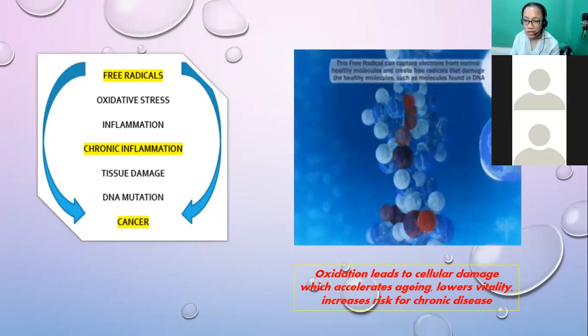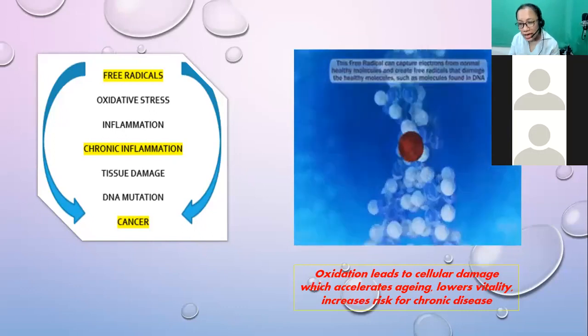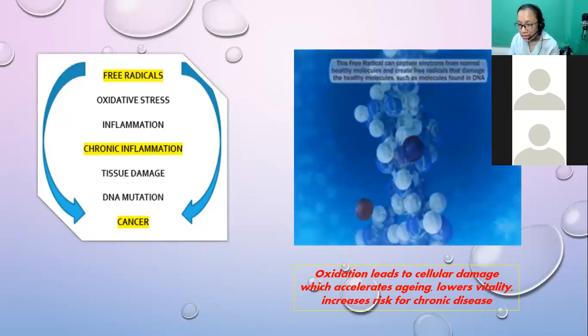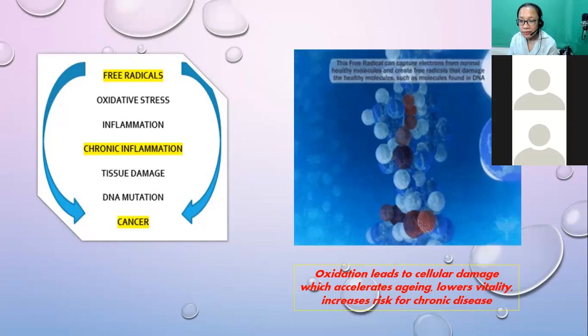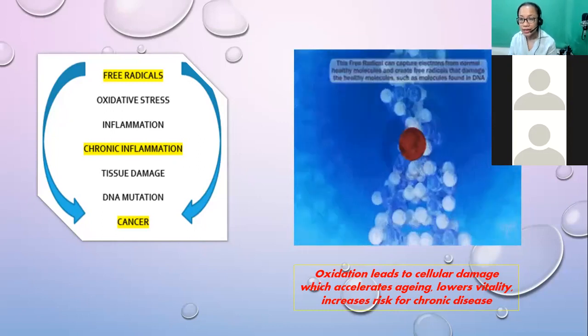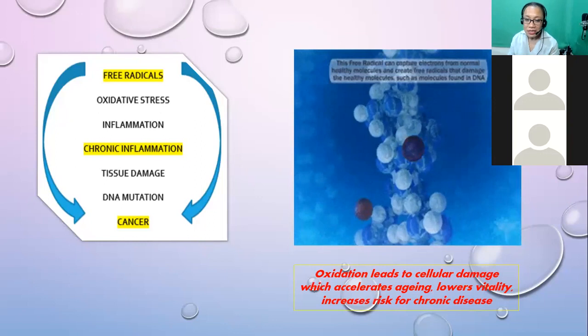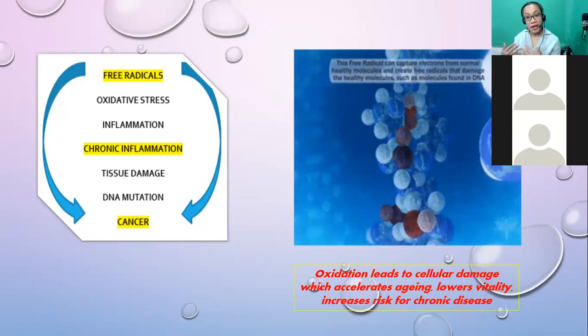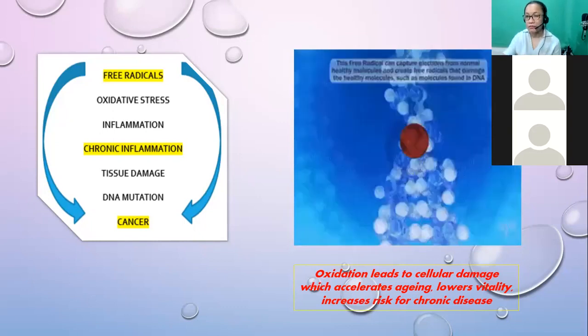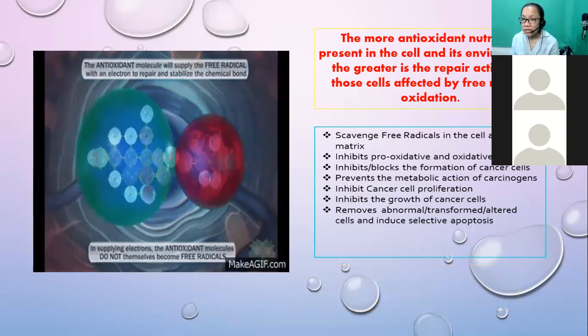Okay, so oxidation leads to cellular damage, which accelerates aging, lowers vitality, and increases the risk for chronic disease. So imagine 10,000 hits of free radicals a day ang nangyayari. So kailangan natin ng mas mataas na antioxidant to defend our body against that 10,000 hits of free radicals. So the more antioxidant nutrients present in the cell and its environment, the greater is the repair action for those cells affected by free radical oxidation.